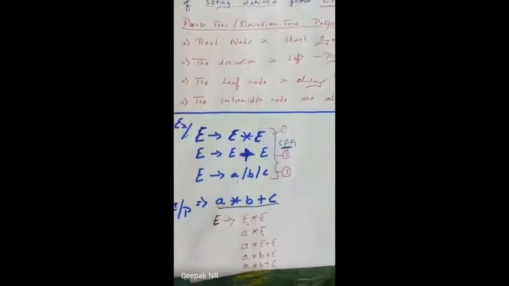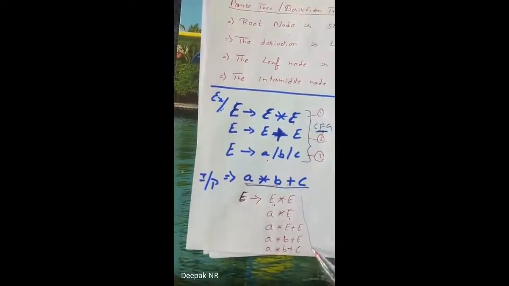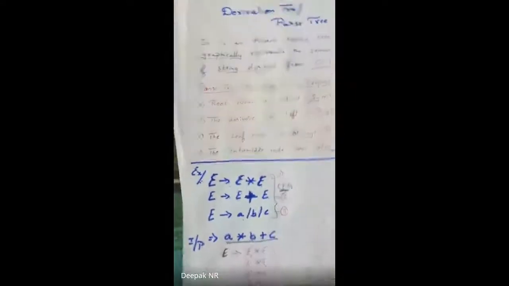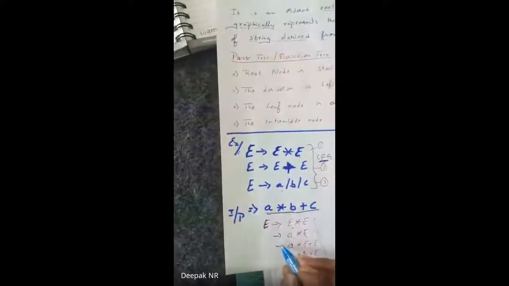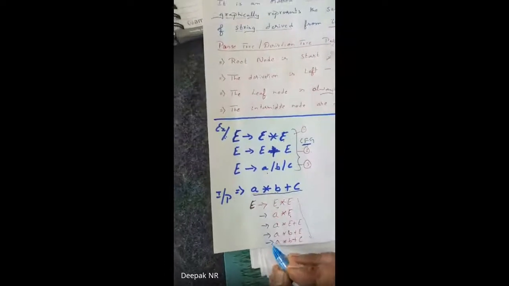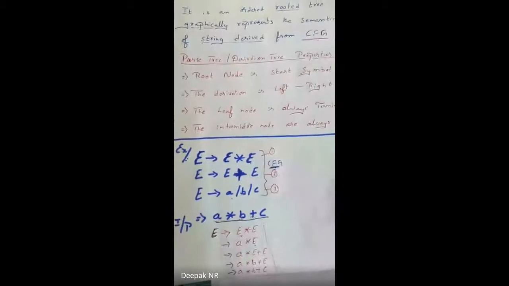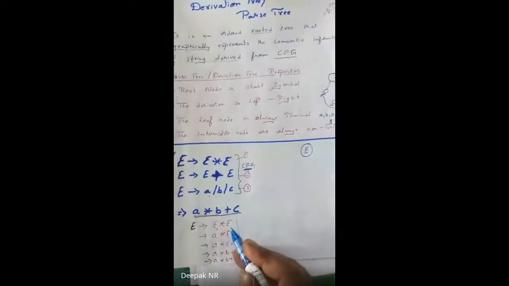Is that clear, guys? This is how I write the derivation from the given grammar, to produce the given language. Now I have to represent this in a tree-like structure. How to represent it? Observe from here: I have started with E, and everywhere the arrow mark is mandatory. I started with E, and E will be my root node.